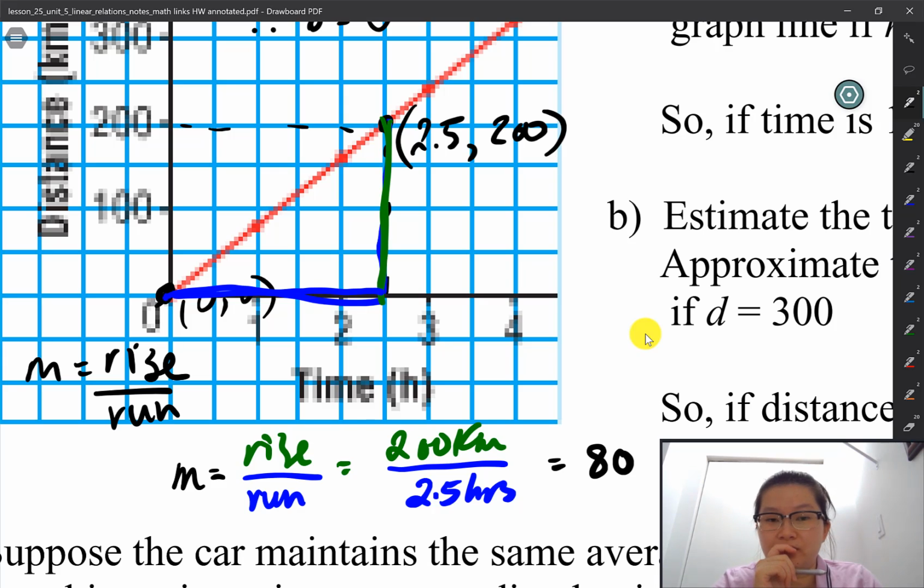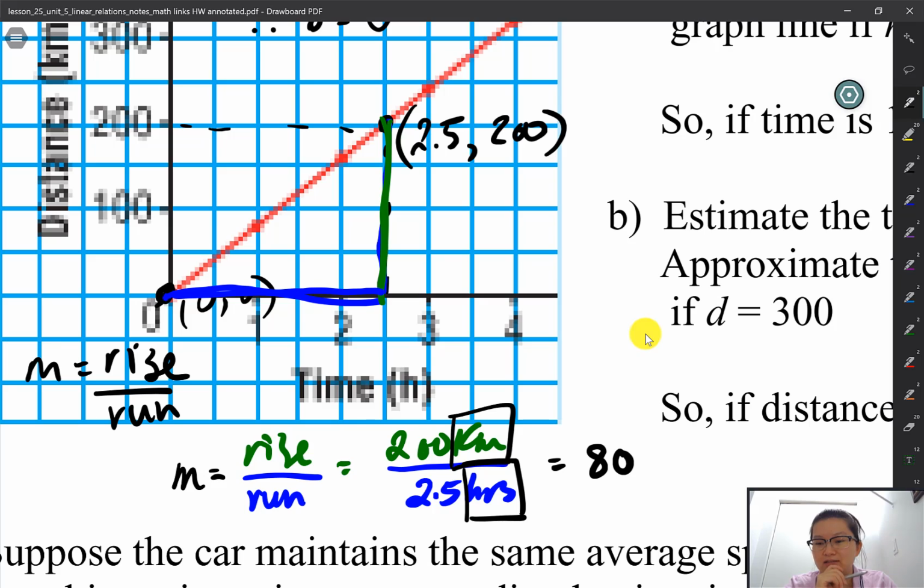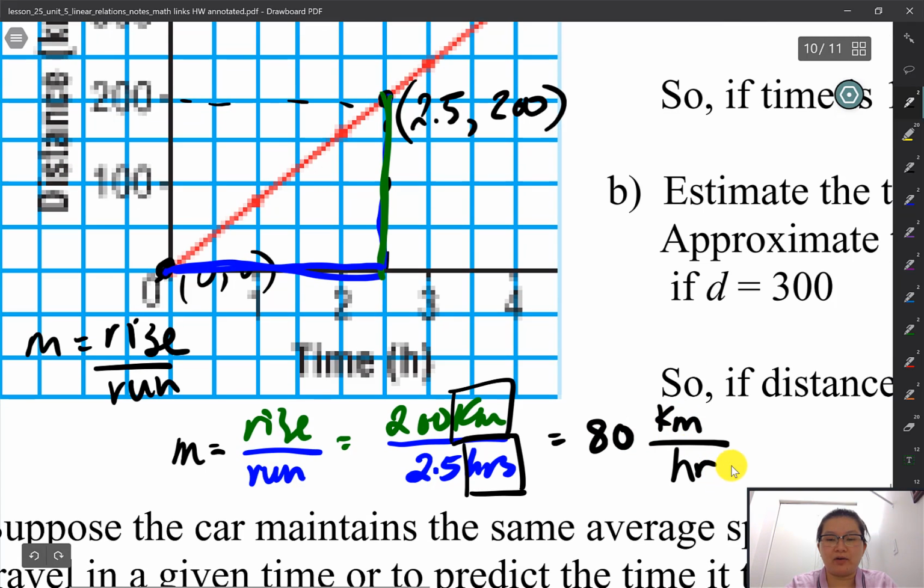If you can't put units for your slope, kudos to you, because the slope has meaning here. Take a look at the units at the top of my fraction and the units on the bottom of my fraction. I will write my units exactly as they are displayed in my fraction. That means I have kilometers over hours. That just means I have 80 kilometers per hour. That's a rate. In fact, that is a speed. Every hour, I am traveling 80 kilometers.